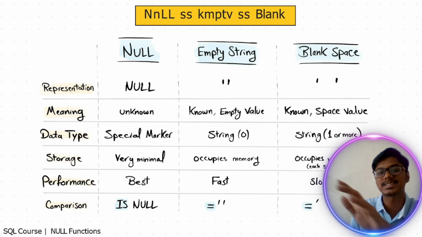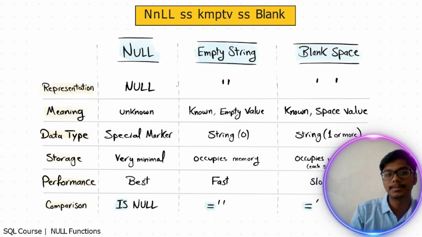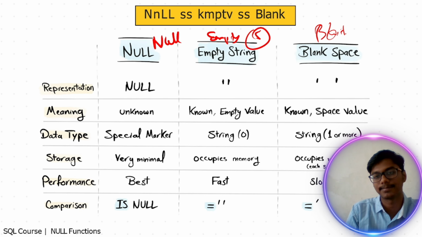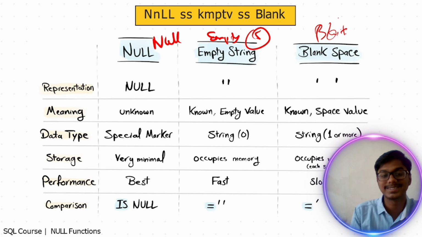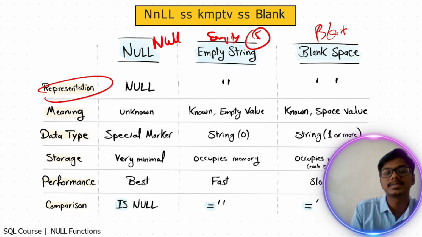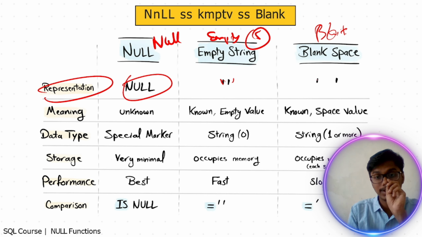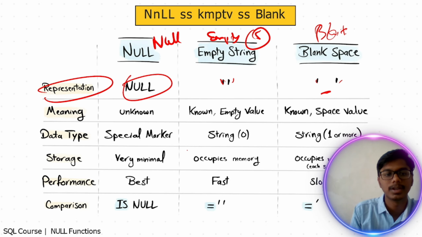Now we are discussing null versus empty versus blank. The empty string is considered a string, and a blank space is also considered a string data type. Later we will discuss many more things like this. The representation of null is null only, where the empty string is represented as single quotes, and blank space means a space within the single quotes. The meaning of null is unknown.